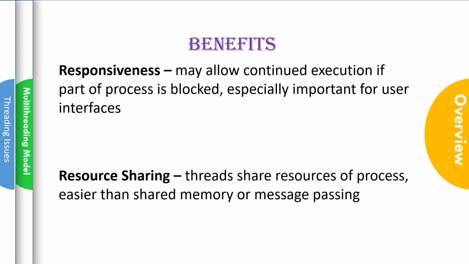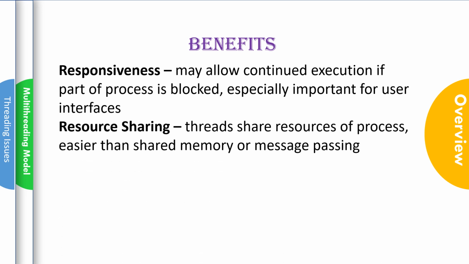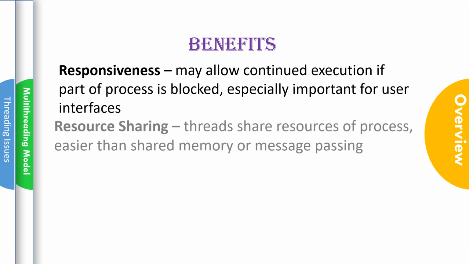Next is resource sharing. Now threads do not have dedicated resources allocated to them. That's why they share the resources that are allocated to the process. So if the process is having 5 threads, all 5 threads are sharing the resources. In this way, there is efficient use of the resources like memory and message passing. All these are shared between different threads.